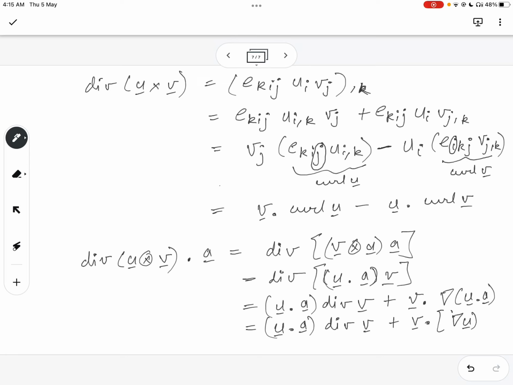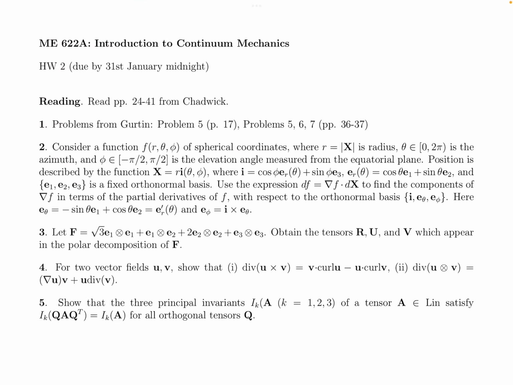that this is nothing but gradient of U transpose acting on A. So gradient of U, this can be taken to be U divergence V plus gradient of U acting on V. You have taken the transpose on this side of the dot product, dotted with A. Now as A is arbitrary, divergence of U dyadic V becomes U divergence V plus gradient of U acting on V, which was our identity.